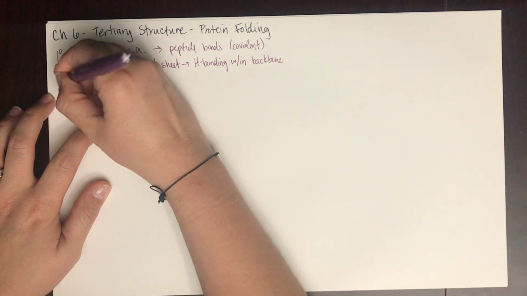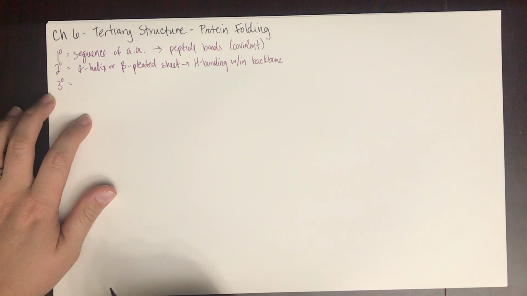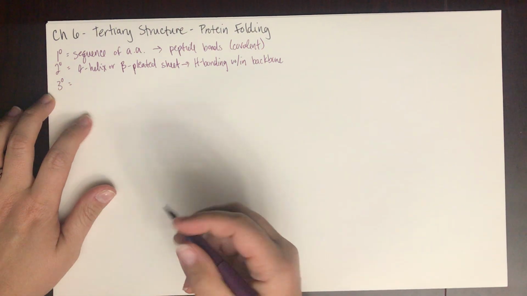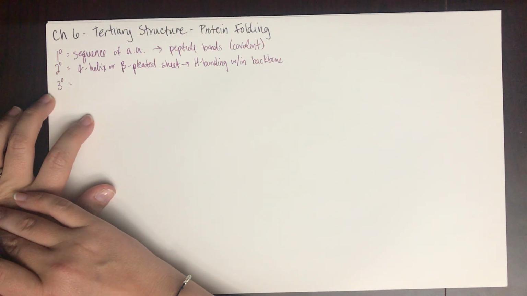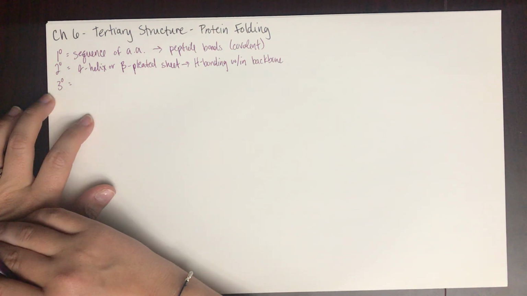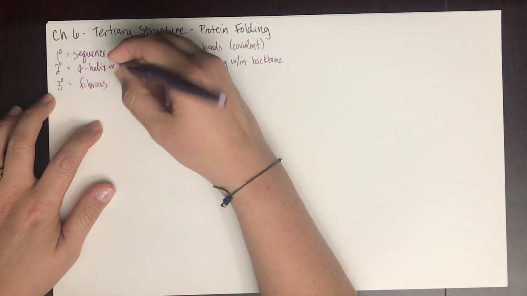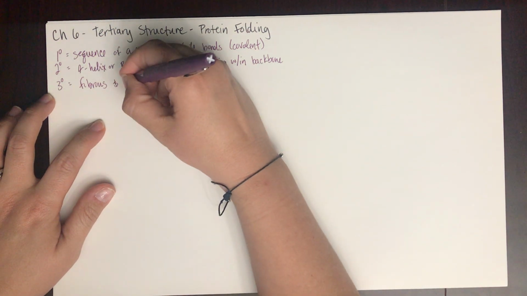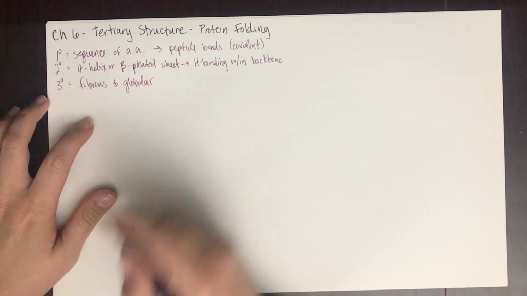So now tertiary structure. This is a three-dimensional structure. This is usually at the level that we call protein folding. And there's two types of tertiary structure. There can be fibrous, which we already talked about. And then there's globular, which we'll talk a lot more about later.